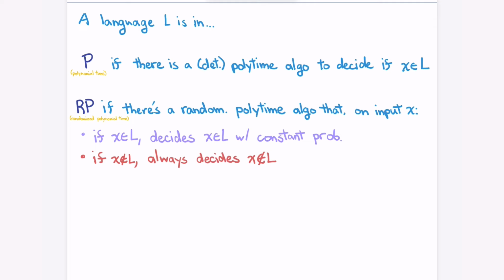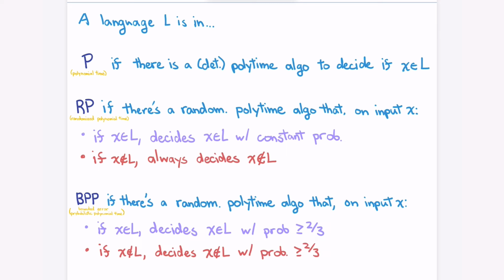And BPP is a little broader. That means there's some randomized polynomial time algorithm. These classes stand for things. BPP stands for bounded error probabilistic polynomial time.